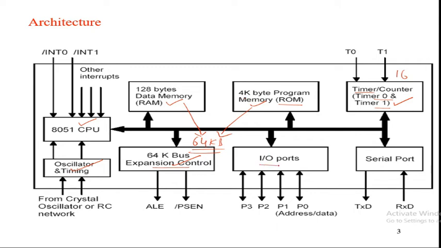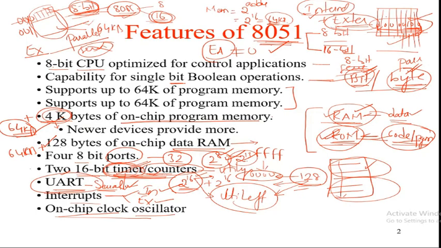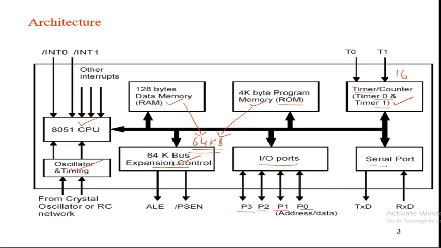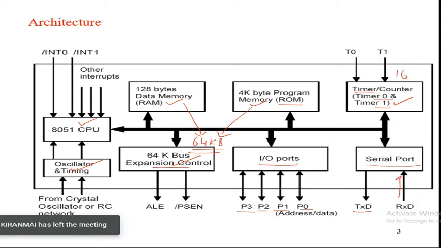IO pins are there, and those are organized as 4 ports, as we discussed in the features. The names of the ports are port 0, port 1, port 2, and port 3. Coming to the UART, the universal asynchronous receiver and transmitter, it is implemented with the help of the serial port device. Sending any serial bit is done as the transmitter signal, and receiving any bit by this 8051 microcontroller is done as the receiver signal.